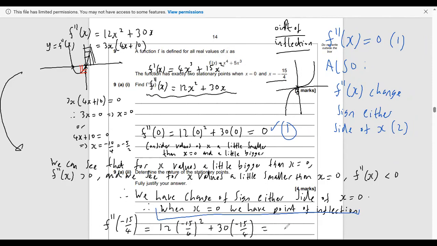Let's just put that all in the calculator and see what we get. So minus 15 over 4, and then square all of that, times by 12, and then take away 30 times 15 over 4. When I put that in my calculator, I get 56.25. Now this is greater than 0.